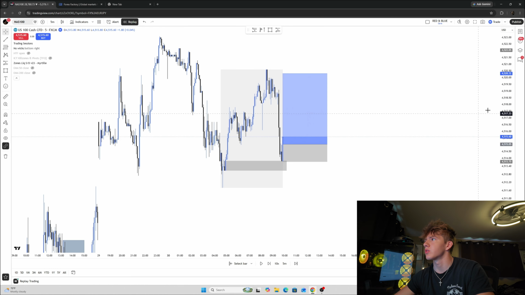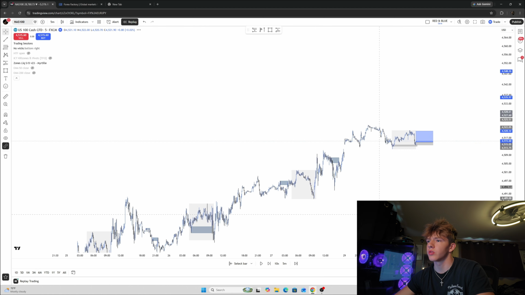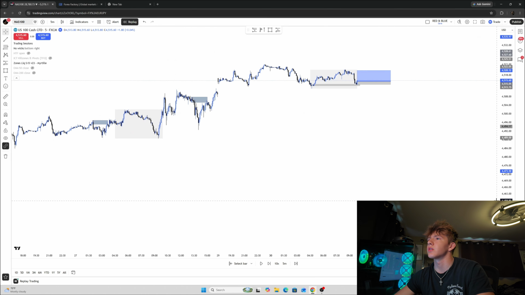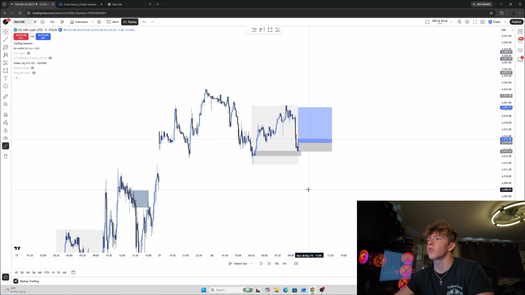If I can get it close enough. Yeah, I mean, everything's aligned here. So again, if this loses, it's a standard loss in my opinion, because realistically everything's aligned. Bullish price action, strong liquidity right here.